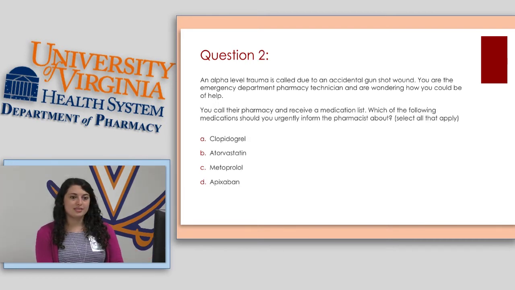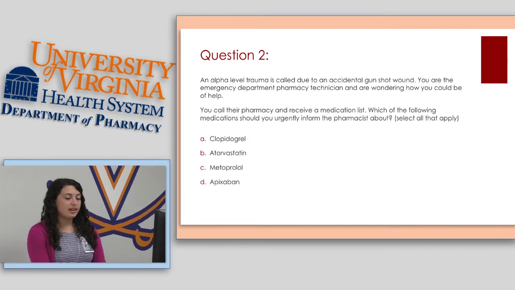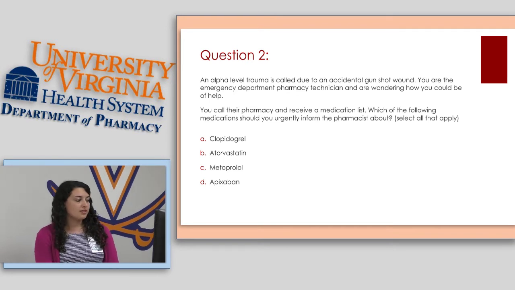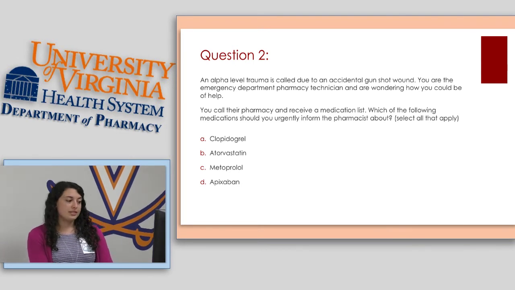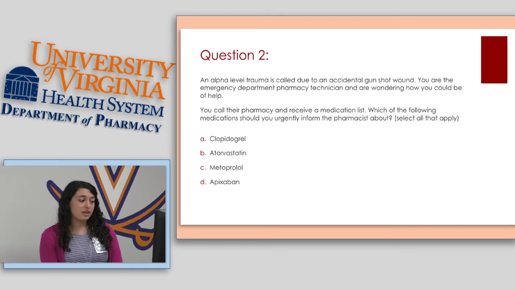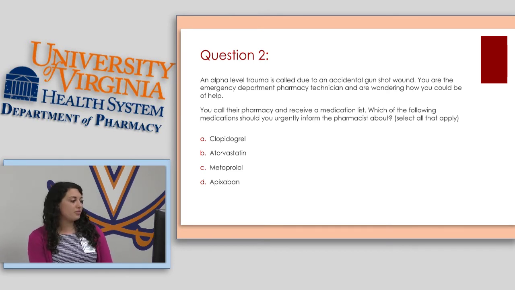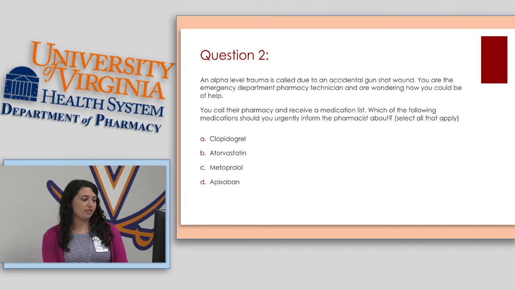And then next, this is the same patient. So we do have their name, and you find a pharmacy, and you give that pharmacy a call, and they tell you the following four medications. Which ones would you want to most urgently tell the pharmacist about? And the answer may be more than one. A, clopidogrel, B, atorvastatin, C, metoprolol, or D, apixaban.